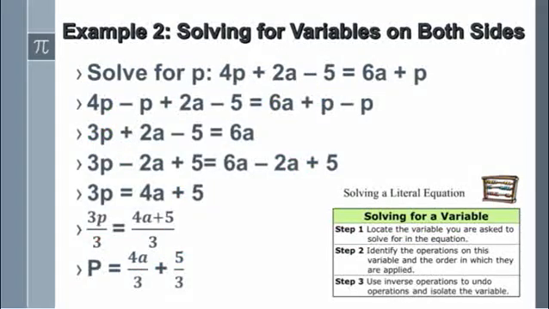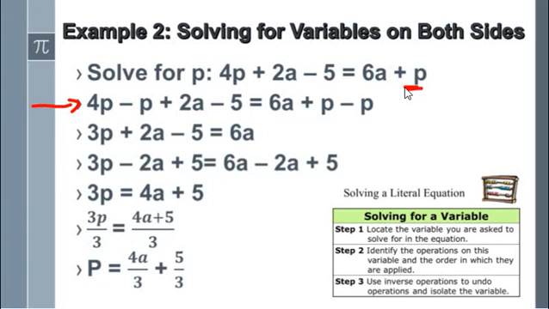Next example. This one is done for us. So now there's variables on both sides. So here they want you to solve for p. We need to get all the p's to one side and everything else to the other. So they brought all the p's to the left. So they subtracted this p over here on both sides. So that's what they're doing in step 1. And when they combine like terms, they end up with 3p plus 2a minus 5 equals 6a.